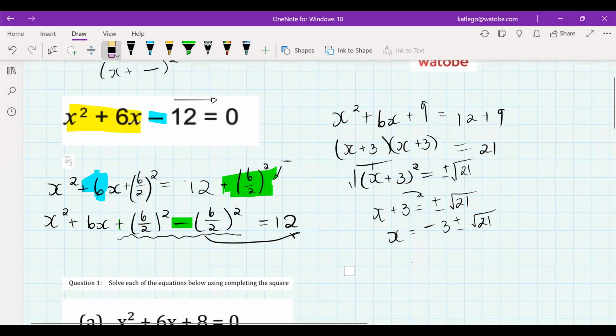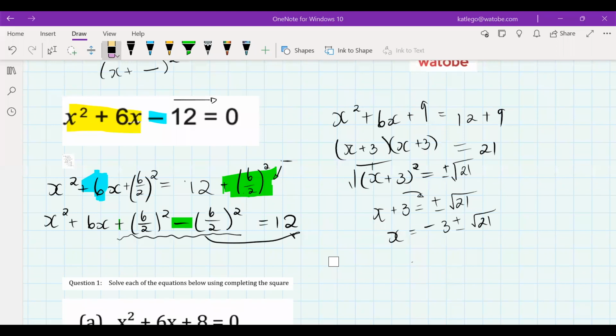Hope you guys are happy. Yes, we're doing another one. Ma'am, can I say x equals plus or minus square root of 21 minus 3? No. Remember, the tricky part with subtraction is you cannot change the order. Okay, so the negative 3 has to come first. So it's negative 3 plus root 21 or negative 3 minus root 21.